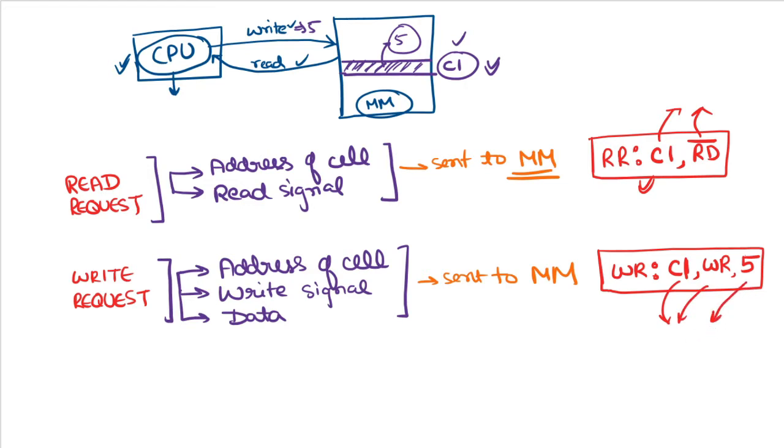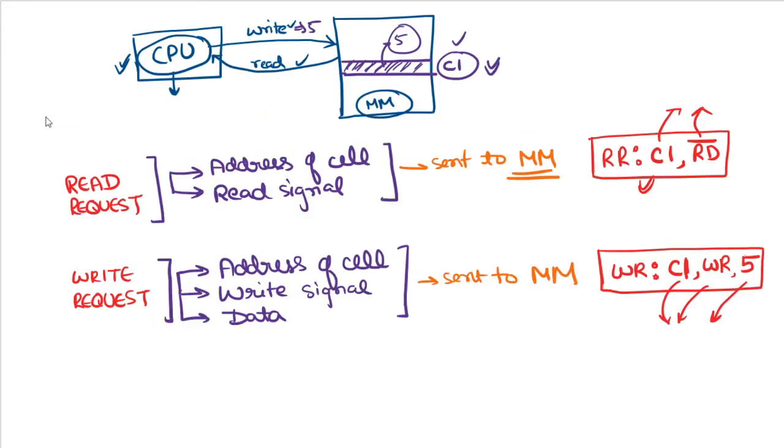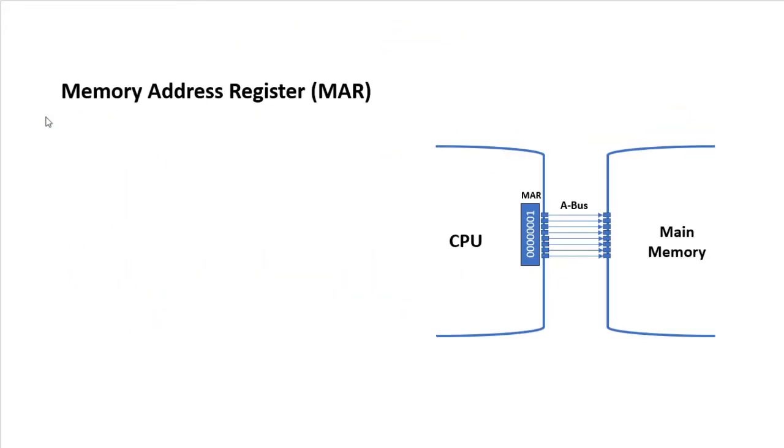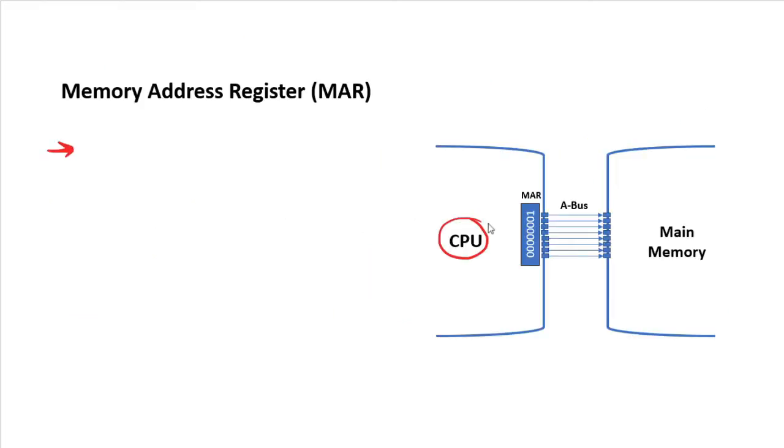Now let's resume our discussion of special purpose registers. Let's start with the memory address register. What is the memory address register? We noticed that a read request and a write request both contain the address of the cell. The address of the cell is common.